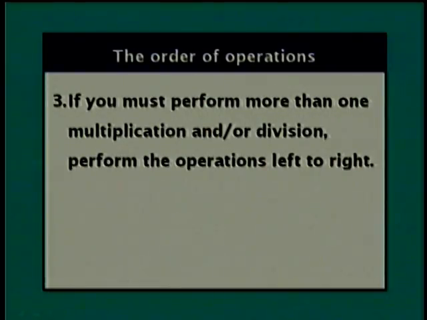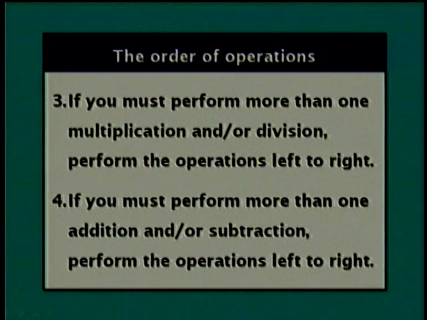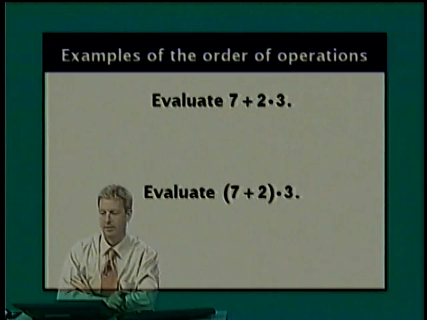After you've performed all your multiplication and division, and before you perform your addition and subtraction, there's a couple things that you need to keep in mind. If you must perform more than one multiplication and/or division, you perform the operations left to right. And if you must perform more than one addition and/or subtraction, you perform the operations left to right. So let's see several examples of the order of operations.